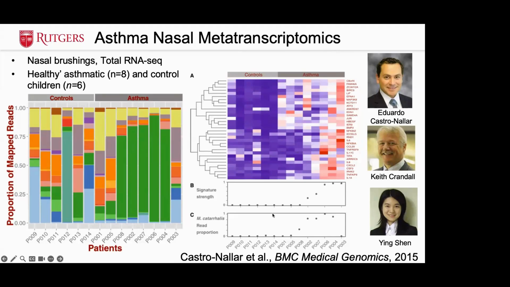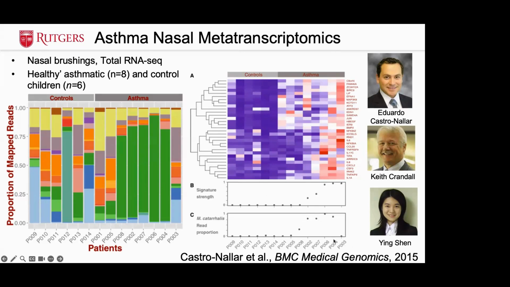Interestingly enough, what you're seeing here is the signature strength of these genes, so some composite expression of these genes. And this is the proportion of the microbiome that's dominated by Moraxella. And so you notice that this inflammation signature tracks beautifully with the proportion of this inflammatory microbe as well.